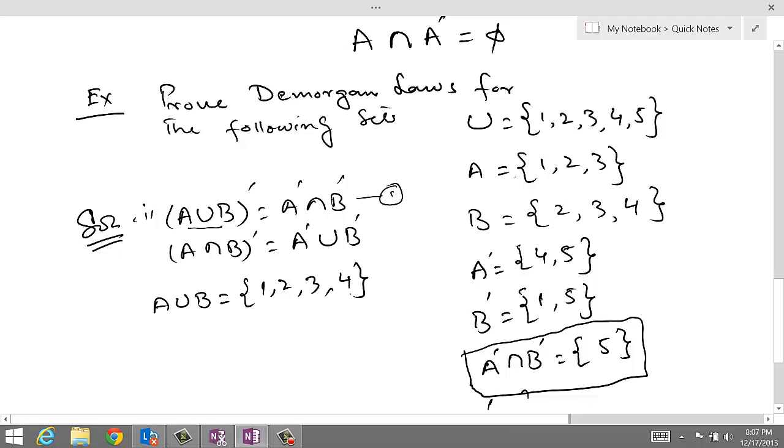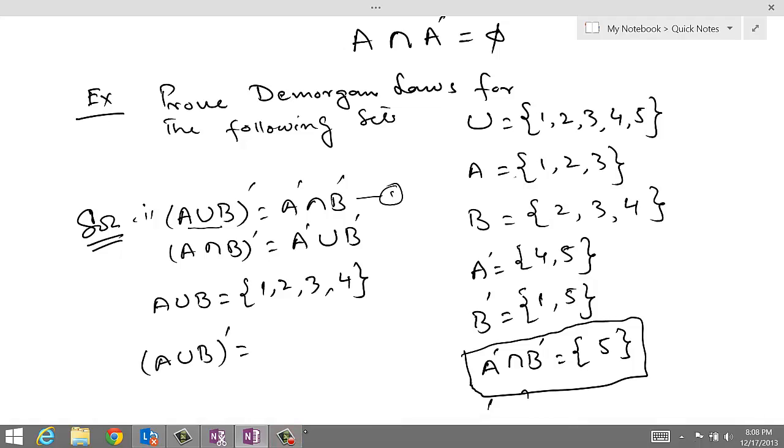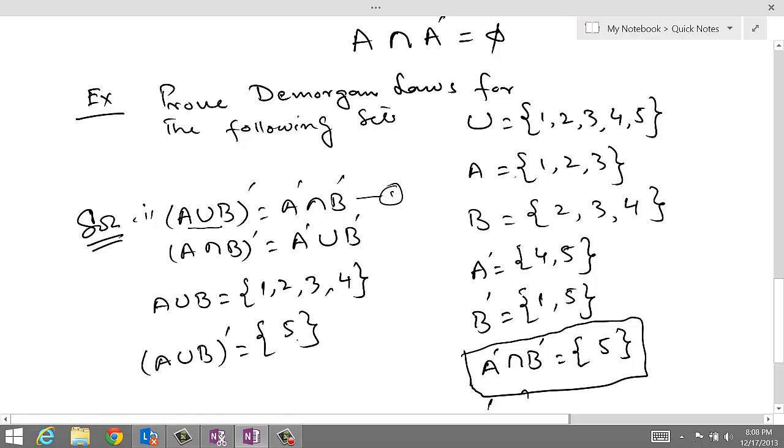Alright. Now for the right hand side of the first De Morgan law, we have to find A union B complement. So we know from the definition of a complement, any element that belongs to A union B will not make it in A union B complement. So the only element in the universal set which is not in A union B is 5, right?